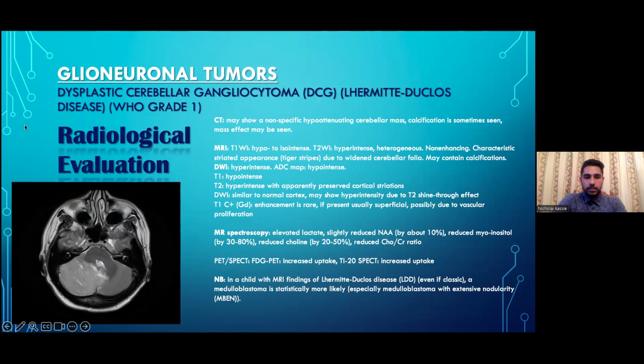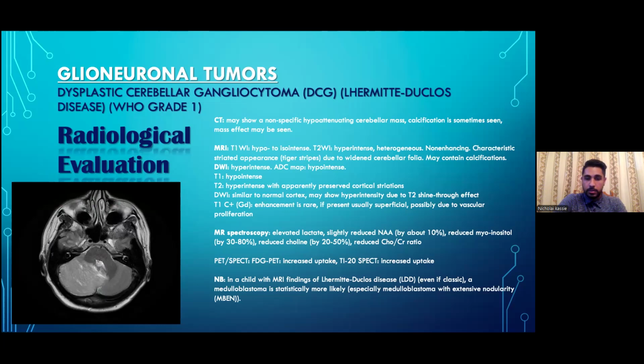In terms of radiological evaluations, on CT, they may show a non-specific hyperattenuating cerebellar mass. Calcification is sometimes seen, and mass effect may be seen as well. On MRI, T1W1 hypo to isointense, and T2W1 hypointense heterogeneous, non-enhancing, with a characteristic striated appearance due to widened cerebellar folia, and may contain calcifications as well. DWI would be hyperintense with the ADC map being hypointense. On T1, it would again be hypointense, T2 hypointense with apparently preserved cortical striations.